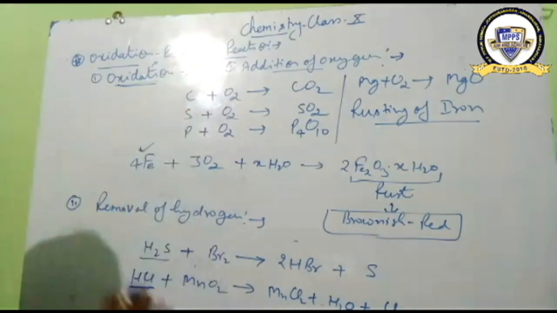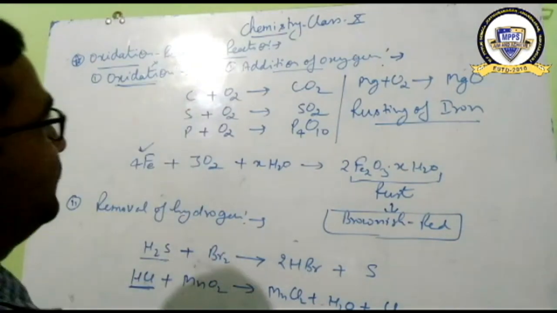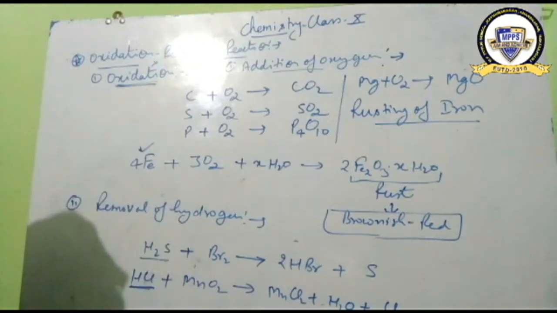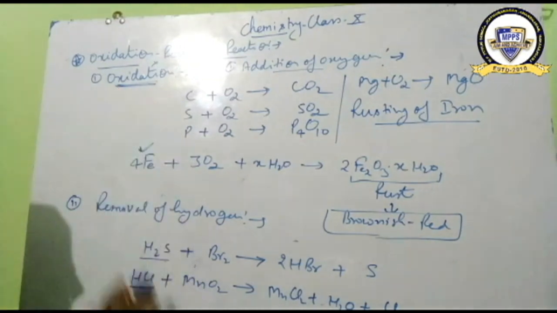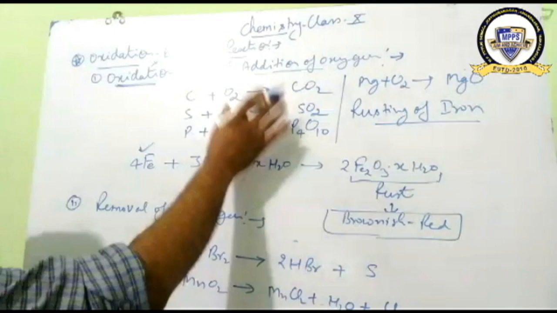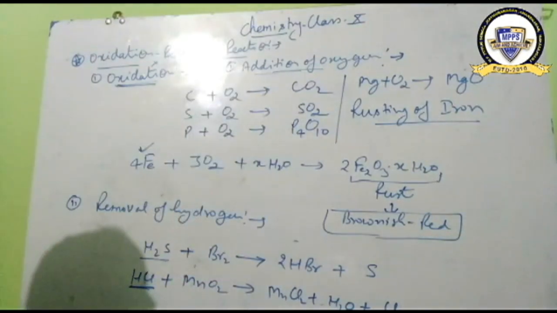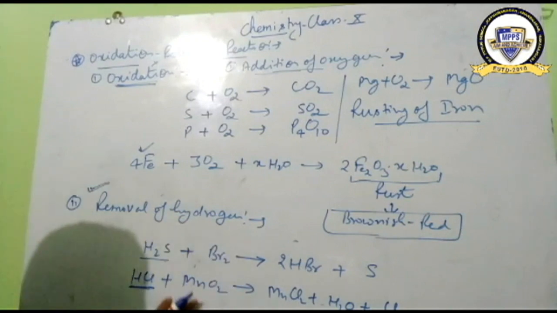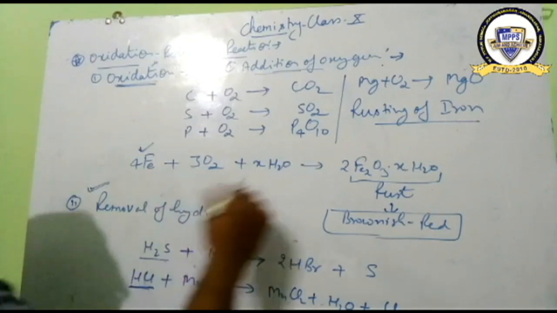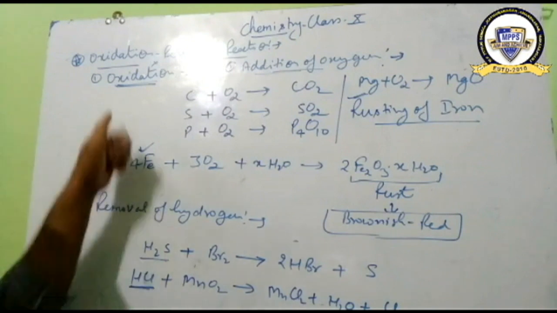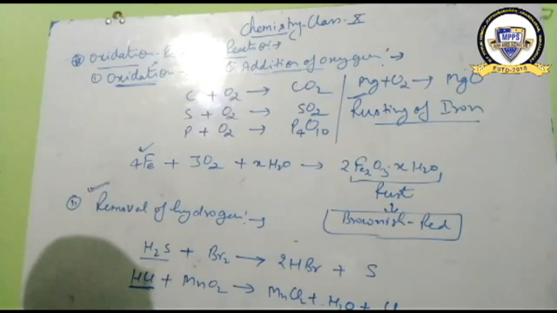So in this lecture we are able to understand what the oxidation reaction is. First, we can understand it by the addition of oxygen. Second, by the removal of hydrogen we can understand how oxidation takes place, and we also understand that rusting of iron is also a type of oxidation reaction.